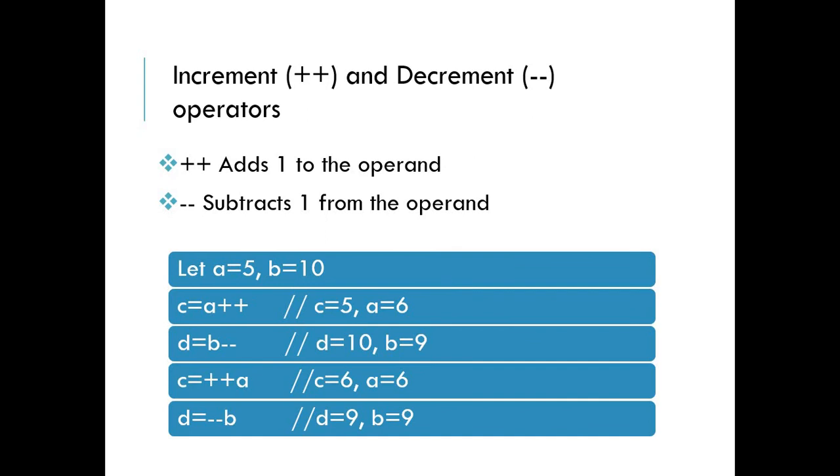Increment and decrement operators, which we discussed in the previous slide, can be used in two different ways: pre-increment and decrement, and post-increment and decrement. Let us learn about these operations. As we have discussed, plus plus will add 1 to the operand and minus minus will subtract 1 from the operand. Let us assume A has the value 5 and B has the value 10. C is equal to A plus plus. This is called post increment. Post means the plus plus sign is used after the operand.